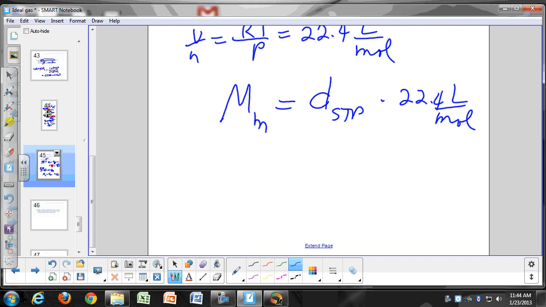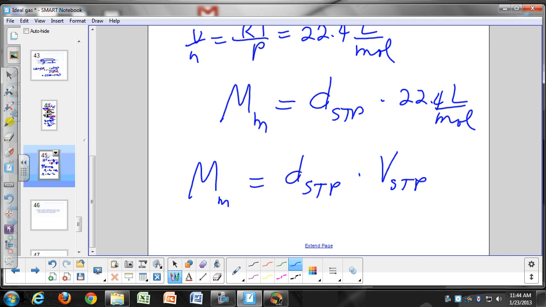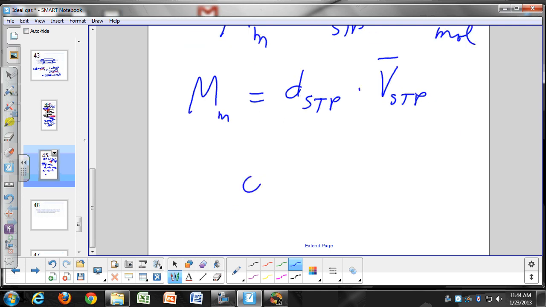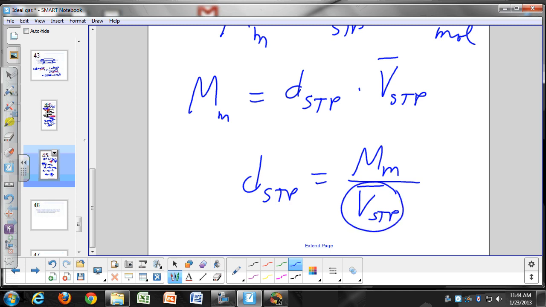Okay? Here's another way of looking at it. The molar mass is equal to the density at STP times the molar volume at STP. Well, let's rearrange this. Density at STP is molar mass divided by the molar volume at STP. Isn't that the formula for density? Mass over volume. So in other words, the density at STP is the mass of 1 mole divided by the volume of 1 mole at STP. And we know what this volume is at STP. What is that?